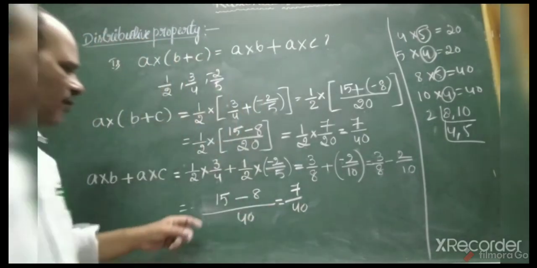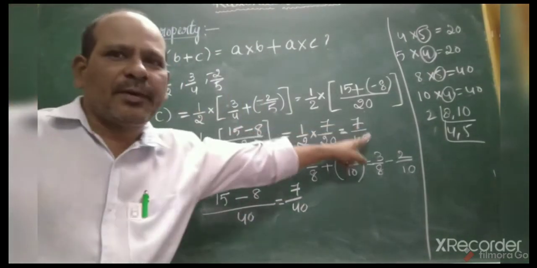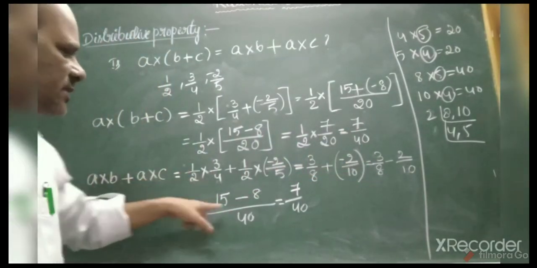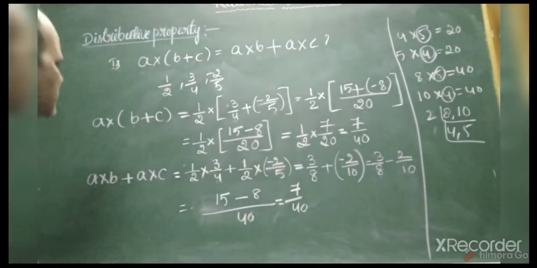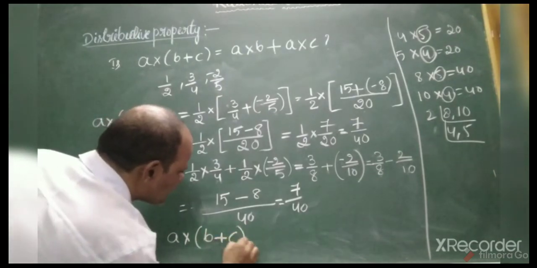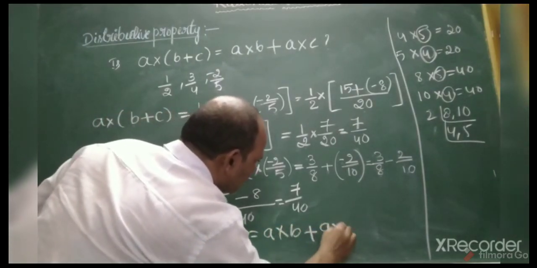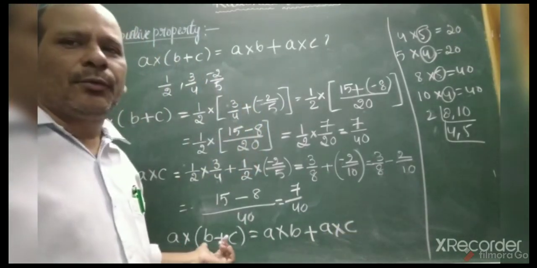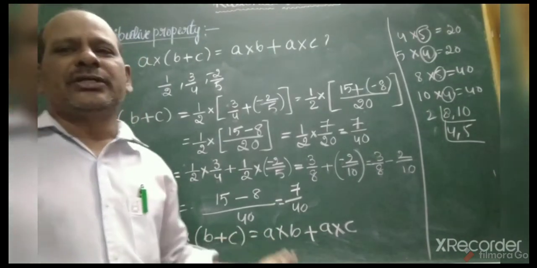That is, LHS a into b plus c is equal to 7 by 40. a into b plus a into c answer is also 7 by 40. This tells us that a into b plus c is equal to a into b plus a into c. This property is called distributivity over addition.